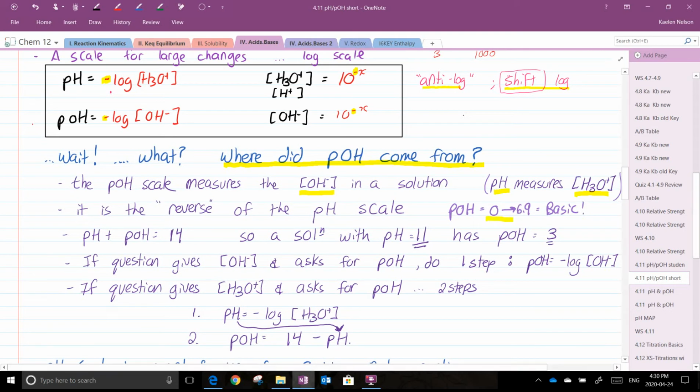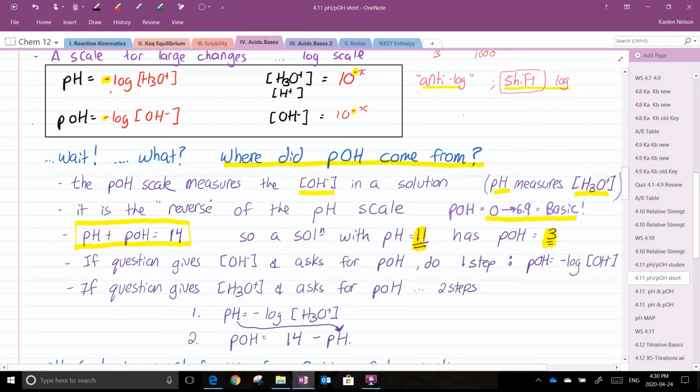So, pOH of 0 to 6.9 is basic. The important thing is that pOH plus pH equals 14. So if you have a pH of 11, you will have a pOH of 3. So very easy to convert between the two.